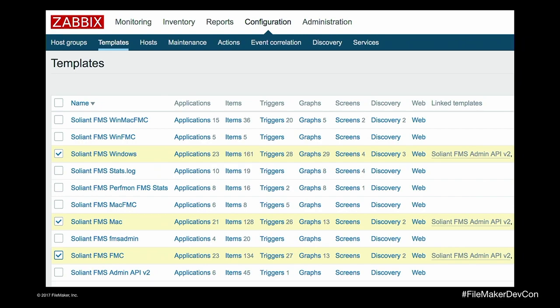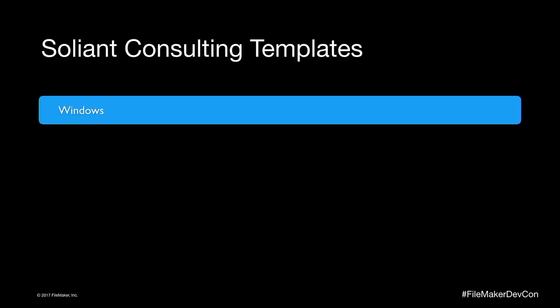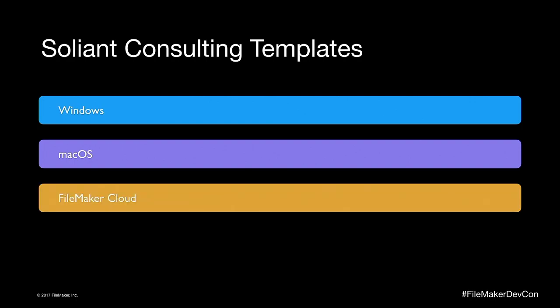This is the one that you can download from our GitHub and import into your Zabbix server and start monitoring your FileMaker servers. And it's really broken down by operating system for your FileMaker server, right? So when you set up a host in Zabbix, when you start monitoring a new FileMaker server in your Zabbix server, you would pick the one template that speaks to the operating system of your FileMaker server, and it will inherit all of the sub-templates.